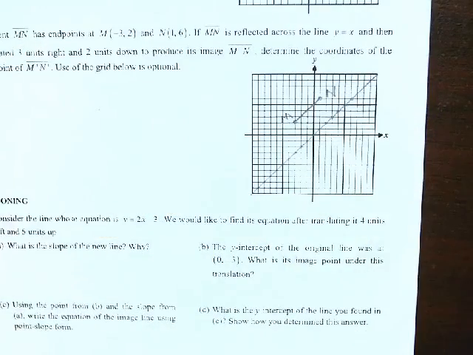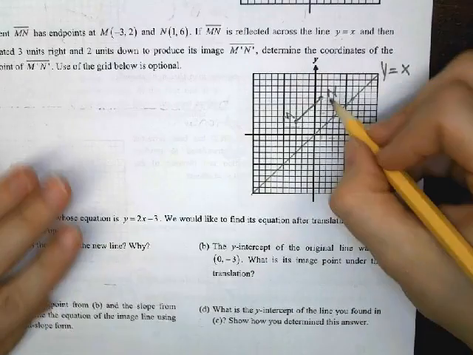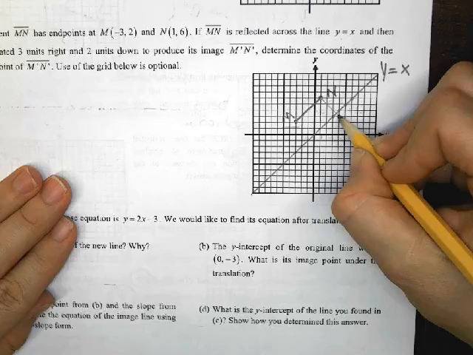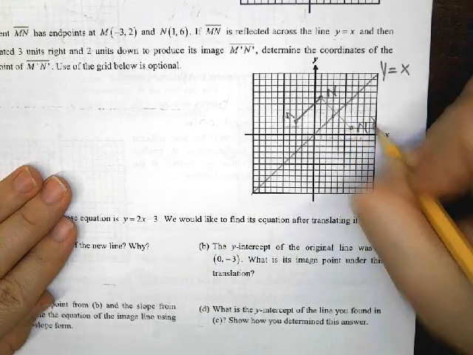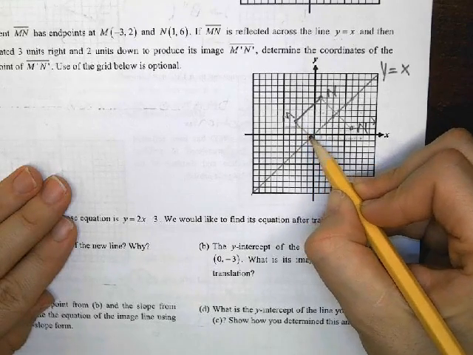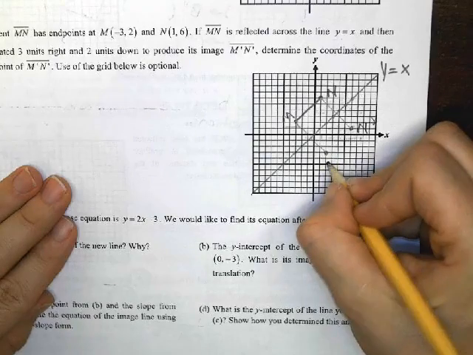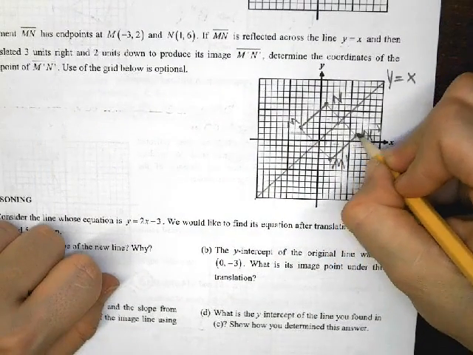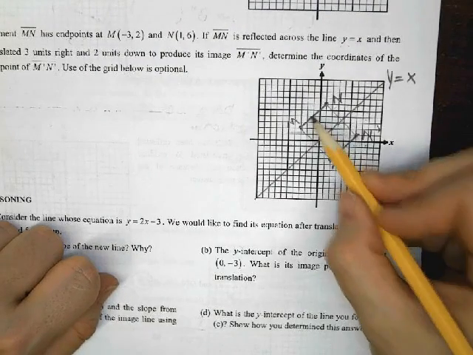Okay. Now we could use a patty paper and do it, or you can simply just count the diagonal boxes. 1, 2 and a half, 1, 2. So there's where N prime is going to go. And M is 1, 2 and a half. So I'm going to go a half, 1, 2. And there's where M prime is going to go.